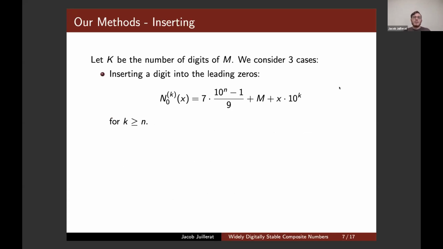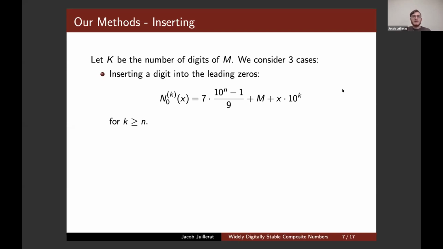So the way we're going to do this is we're going to break it into 3 cases. We're going to look at inserting a digit into the leading zeros, which we'll denote as capital N sub 0 to the k of x. So 0 representing that we're inserting into the leading zeros. K is telling you where we're inserting, what digit we're inserting, or what digits we are inserting a number between. And then x is the number that we are inserting.